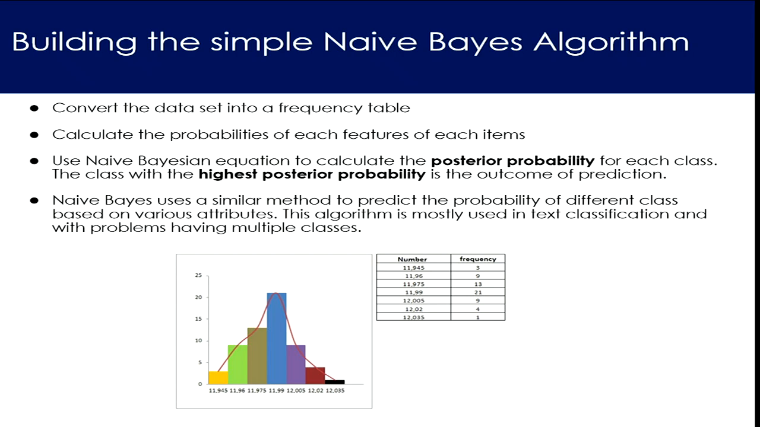How do you build this simple naive Bayes algorithm? Let's say you have a data set, you convert it to a frequency table, and then you calculate all the probabilities of every item, and then the posterior probability with the highest value will predict which class the data set will belong to.